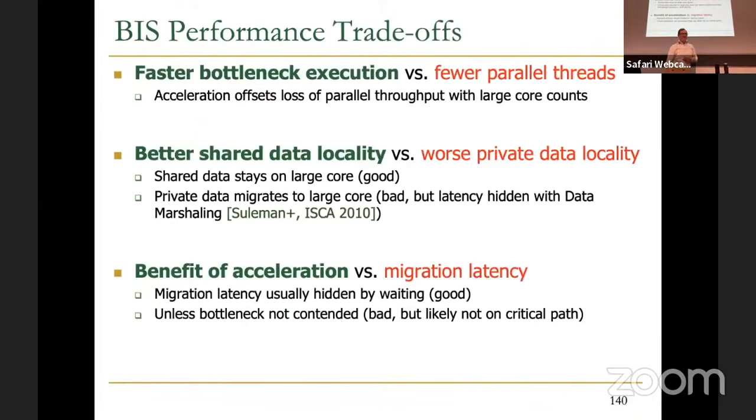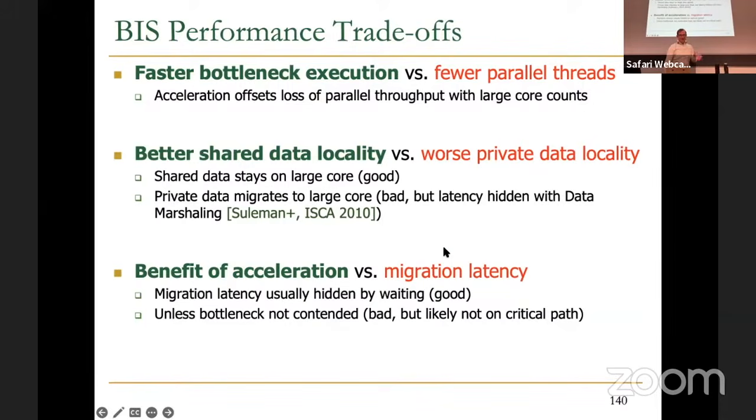Okay, again, you have trade-offs over here, which are very similar to ACS. So I will go through this relatively quickly. Now we have faster bottleneck execution versus fewer parallel threads. You have better shared data locality versus worse private data locality. We're going to solve that problem in the next work. And you have benefit of acceleration versus migration latency. Right?